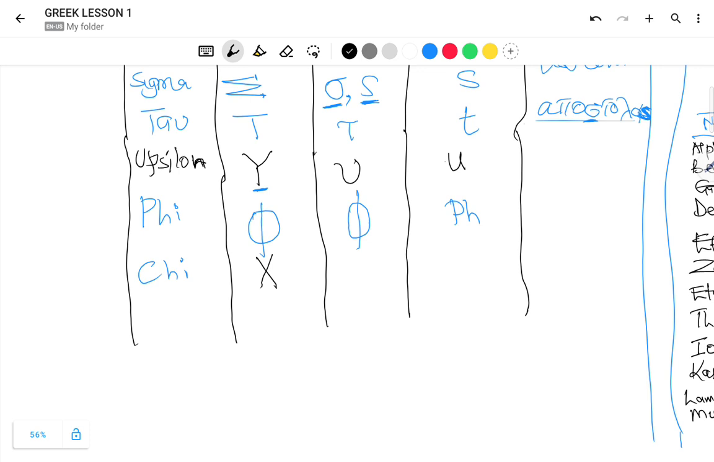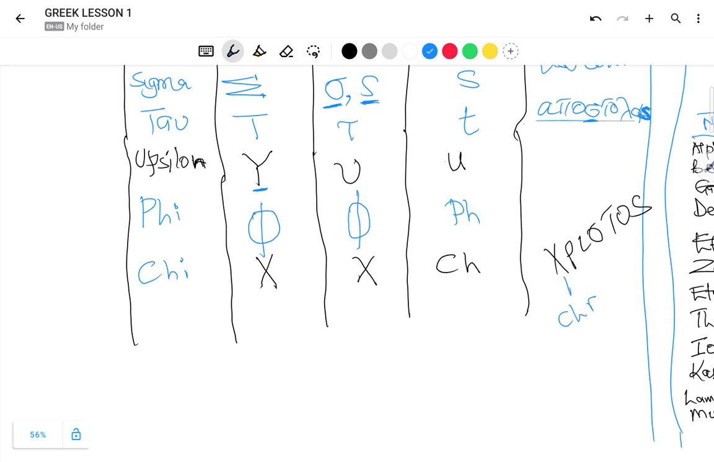The lowercase is still the same. Now this is equivalent to the CH. So think of if we were writing the name Christ in Greek, it is Christos. So when we transliterate, let's do a transliteration. This is C, and we're saying this is equivalent to CH.